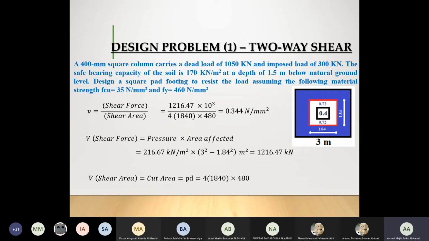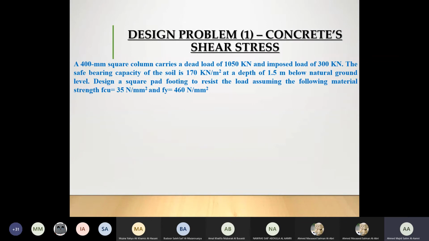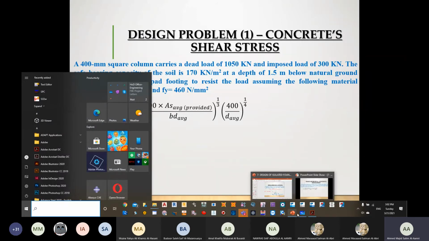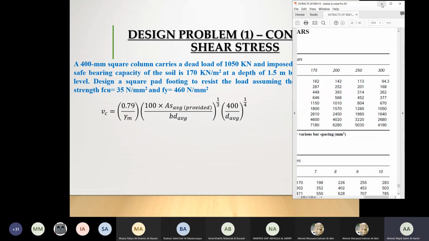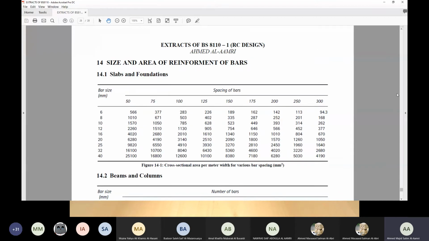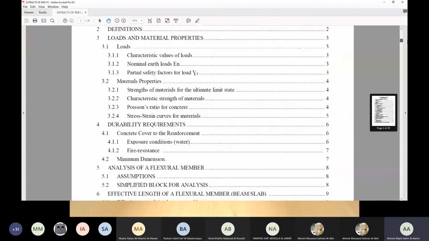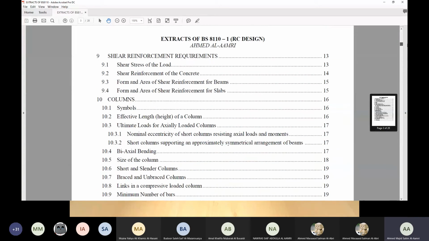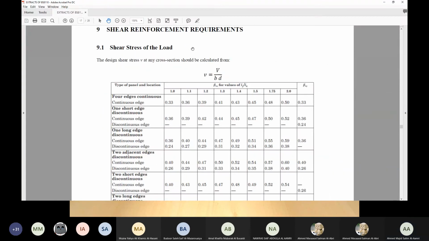So we have got the amount of shear stress caused by the load in case of one-way or two-way shear. Now the next step is to calculate the concrete shear stress, how much the concrete can take in terms of shear. And we have used this particular formula in the design of a slab. So if we return back to our code, to the table of contents, you can see that whenever we are talking about shear reinforcement, we'll have shear stress of the loading.